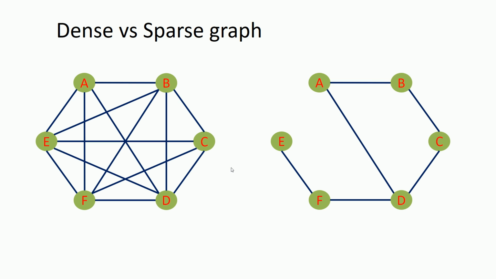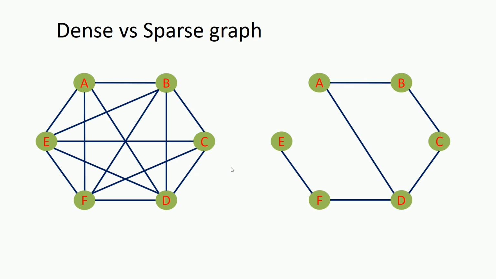Now each of these graphs has 6 vertices. Since this is a simple graph, the maximum number of edges that can be included in any of these graphs is 15. Now the one on the left side has 14 edges, which is very close to the maximum allowed edge count for this simple graph. If a graph has a number of edges very close to the allowed maximum, we refer to such a graph as a dense graph. So the graph on the left side in this slide represents a dense graph.